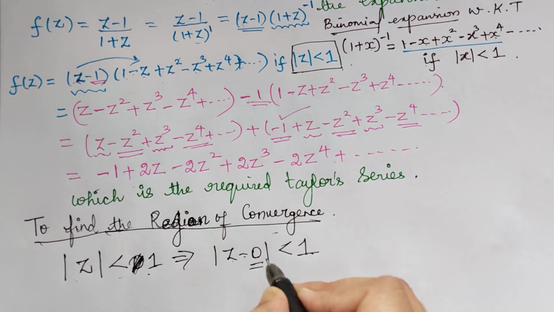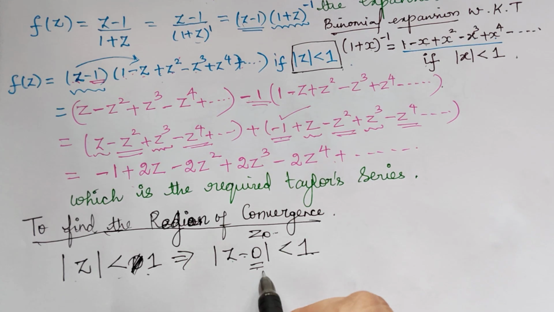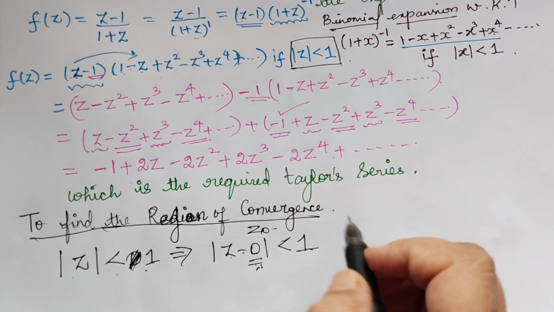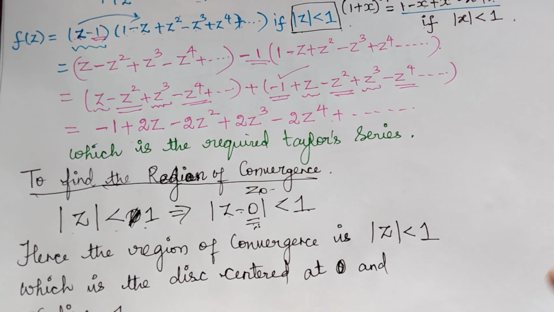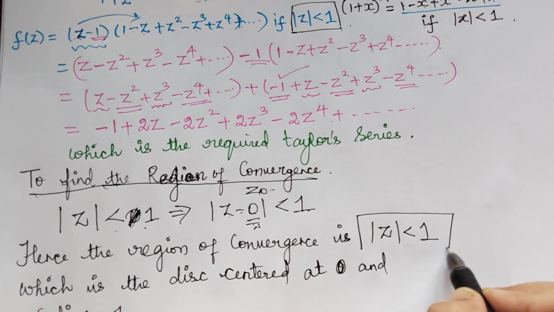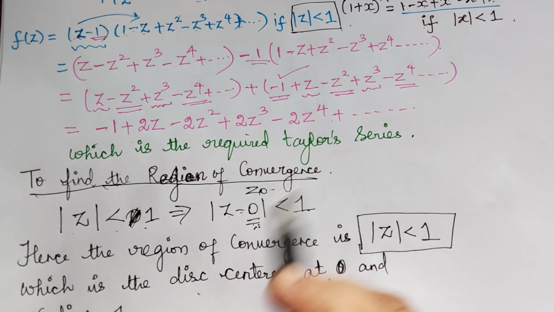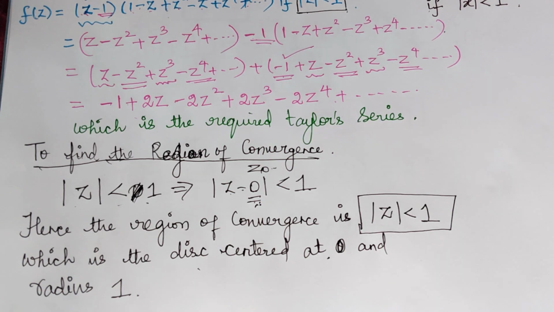So modulus of z less than 1 implies that modulus of z minus 0 is less than 1, where 0 is z naught. So therefore, it is a disk which is centered at 0 with radius 1. So that is the region of convergence. So hence the region of convergence is modulus of z lesser than 1, which is the disk centered at 0 and radius 1. So next we shall do the second subdivision.